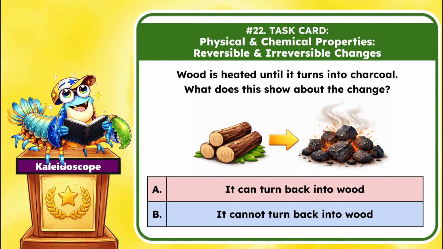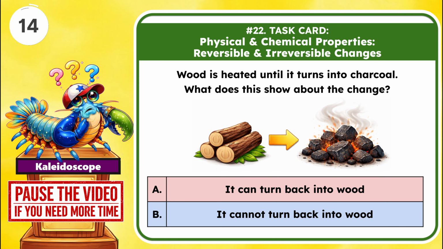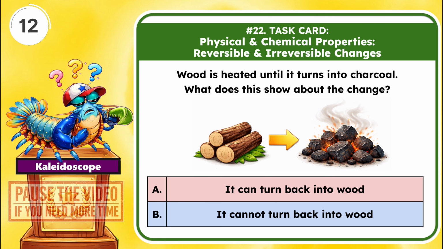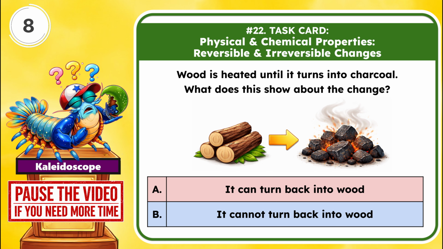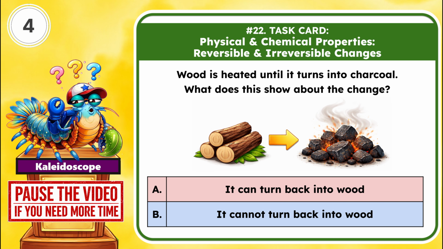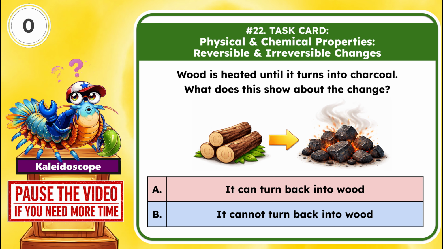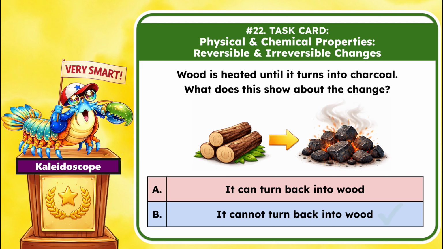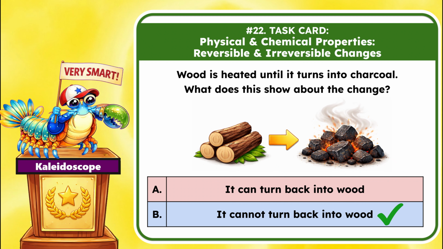Wood is heated until it turns into charcoal. What does this show about the change? And the correct answer is letter B. It cannot turn back into wood.